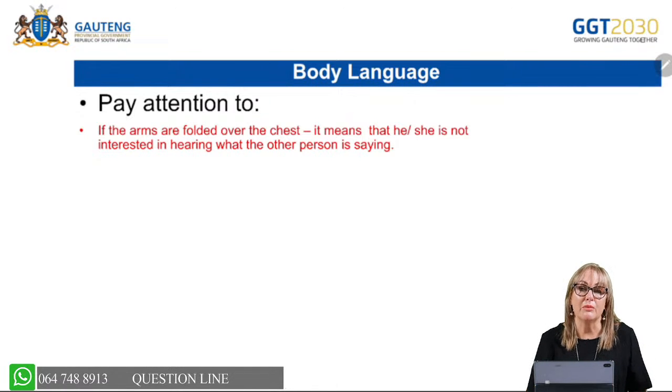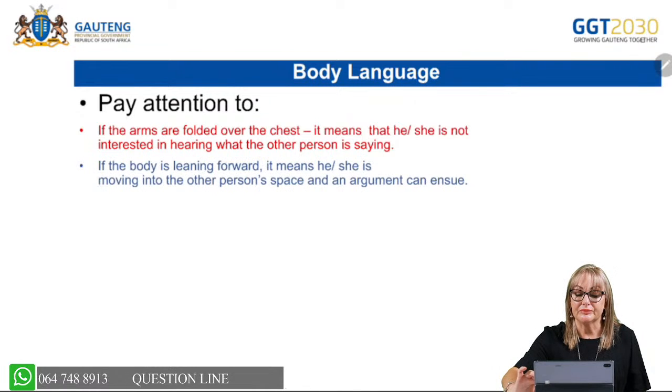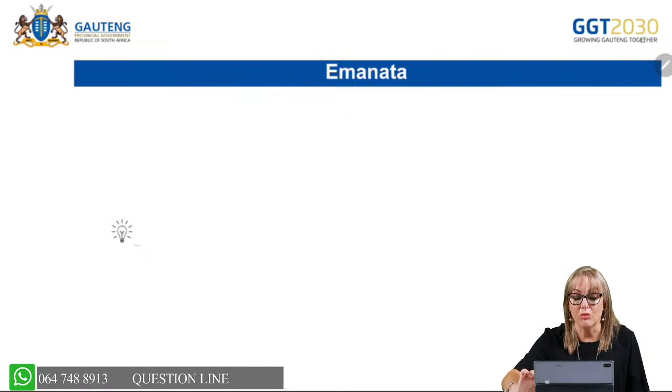And this is actually something you can use in real life as well. If you're discussing something with a person and they fold their arms, then they're not that interested in what you're saying, or they feel threatened. So they're trying to protect themselves. If the body is leaning forward, it means the other person is moving into the other character's space and that an argument might ensue. But it will depend on the way that the person is leaning. You will always have to interpret it in terms of the cartoon as a whole.